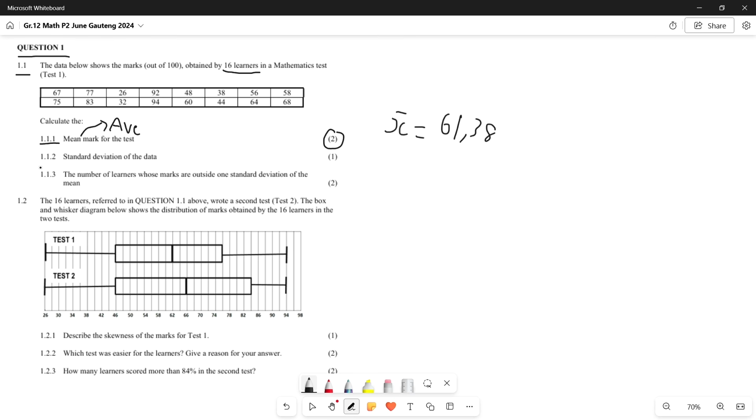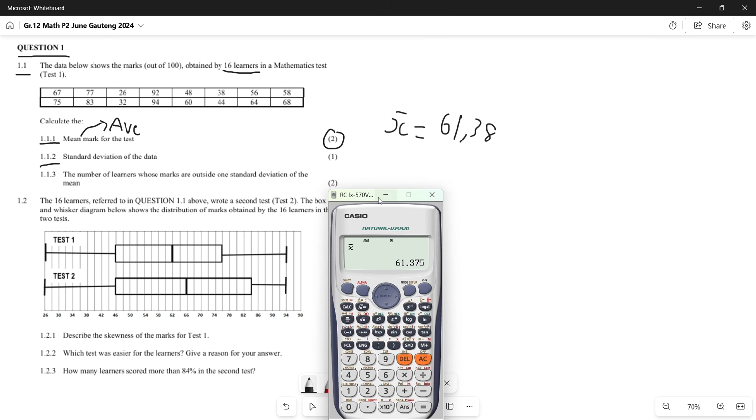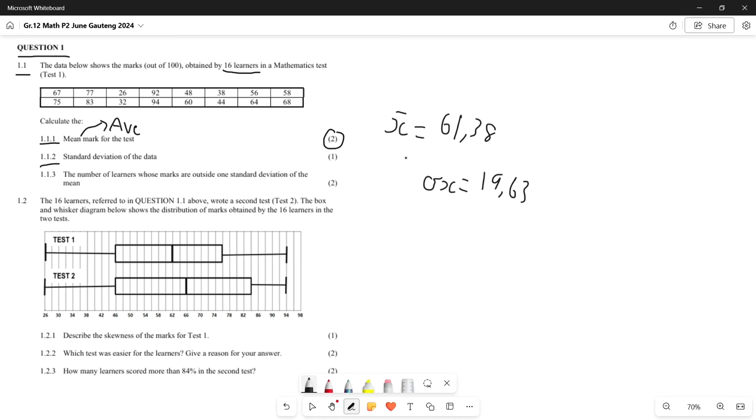So 1.1.2 then says the standard deviation of the data. Good thing that we typed all of this in our calculator, because we can then click AC again just to clear the current information. We go shift, then stats again, we go 4 for our variables, and this time we click the 3. It looks like a little tadpole, a little o with a line here with the x over there. So we click 3, we click equals, and our standard deviation is 19,63. Cool. And with that, we just earned 1 mark.